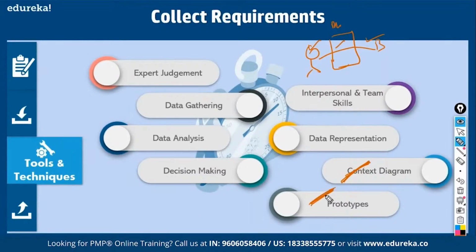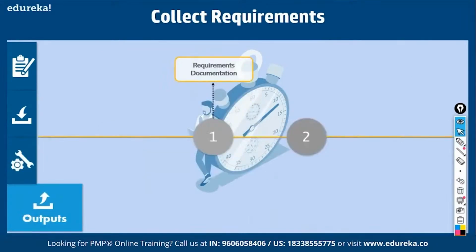Failures are quite common in product development, so you have to prototype. You have to fail early and learn early. A prototype could be a working prototype, non-working prototype, paper prototype, evolutionary prototype, any prototype. These are all the ways in which you collect requirements. Then at the end of this process, we come up with requirement documentation.